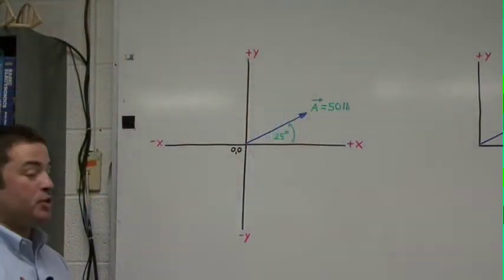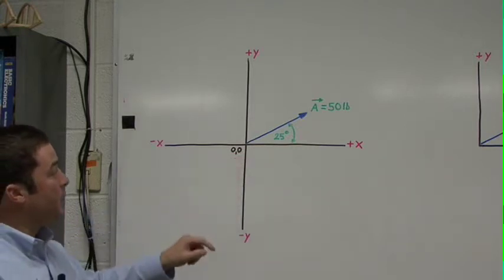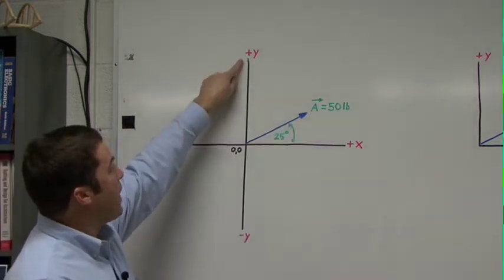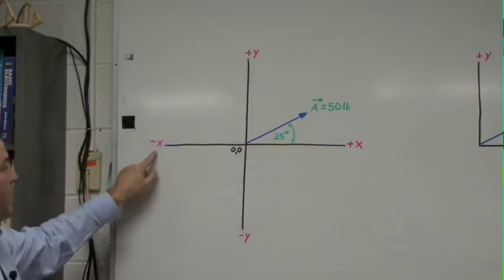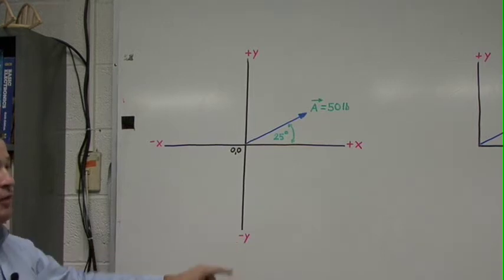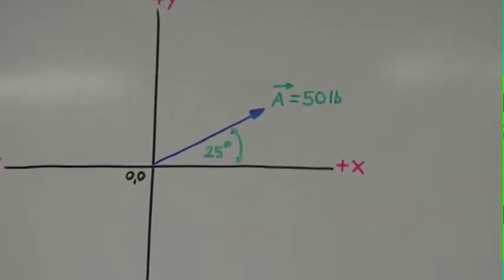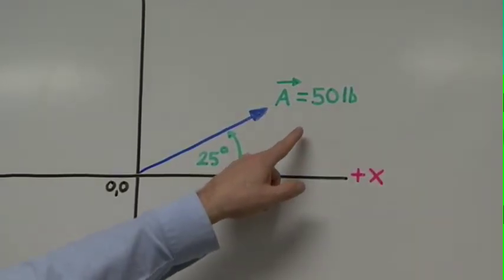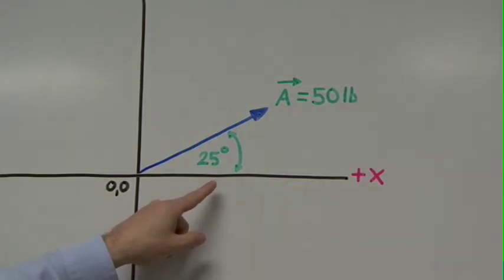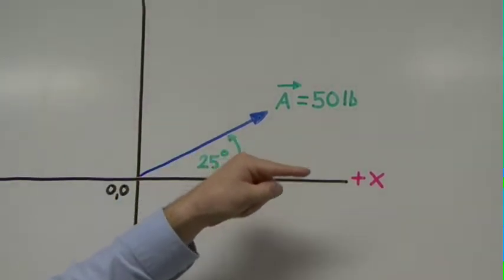If you look at the vector force here on the board, you notice that the vector starts from the 0,0 coordinate. Notice over to the right is positive x, positive y above, negative x to the left, and down negative y. Vectors show magnitude, direction, and sense. This vector's magnitude is 50 pounds. Its direction is 25 degrees off the positive x, and its sense is upward and to the right.